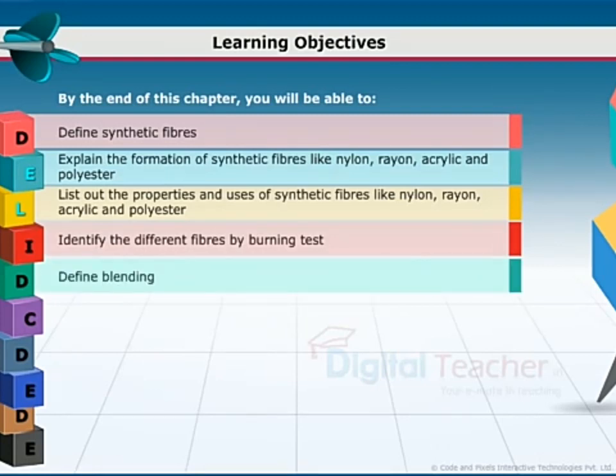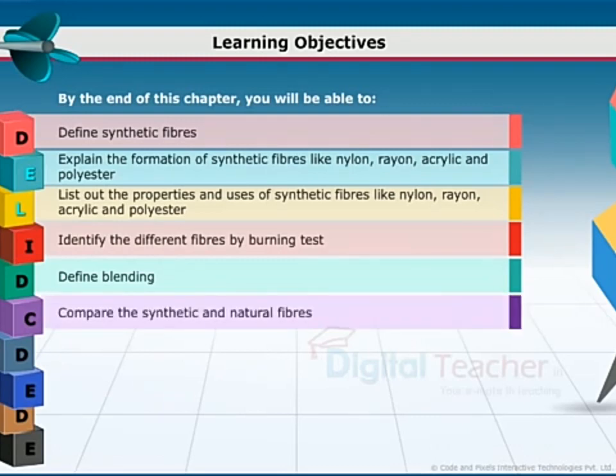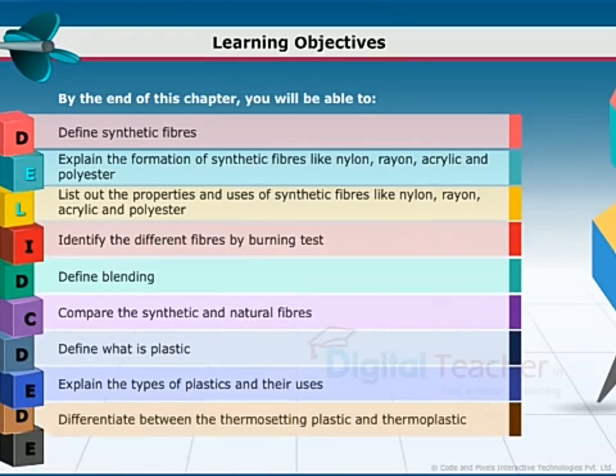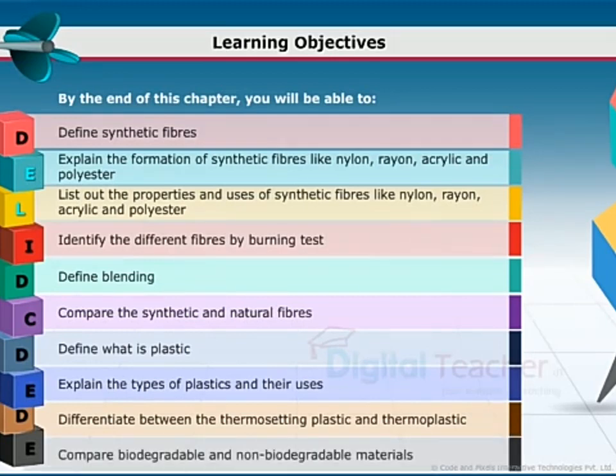Define blending. Compare the synthetic and natural fibers. Define what is plastic. Explain the types of plastics and their uses. Differentiate between the thermosetting plastic and thermoplastic. Compare biodegradable and non-biodegradable materials.